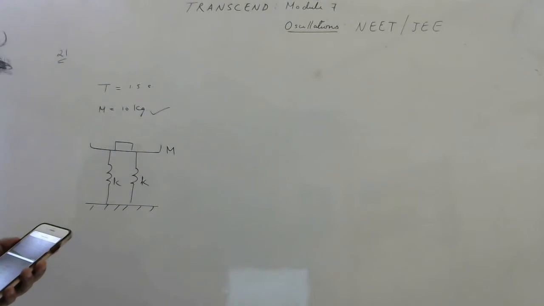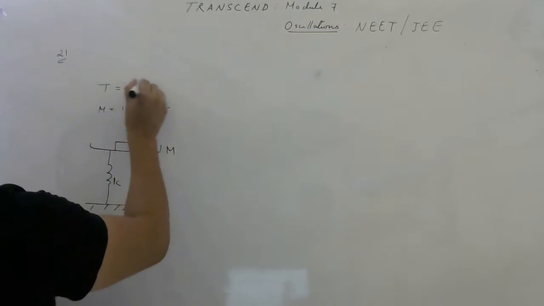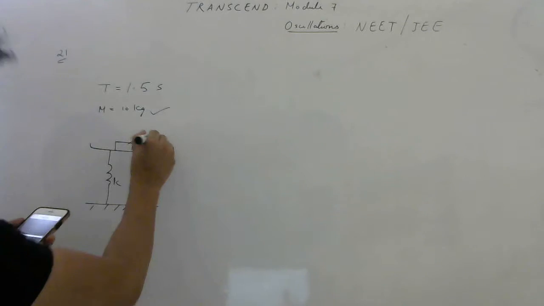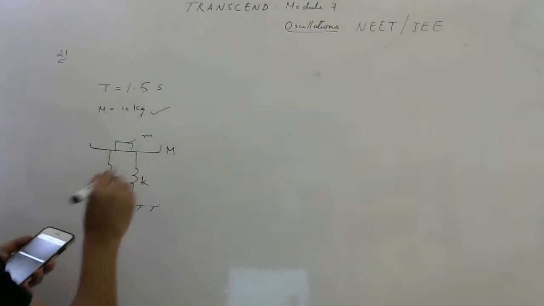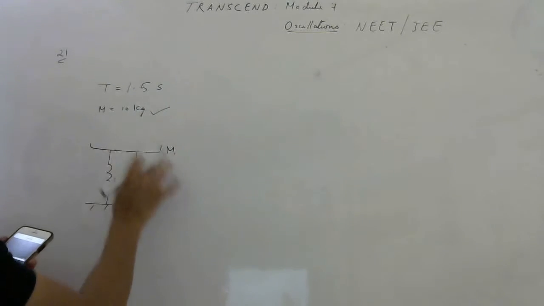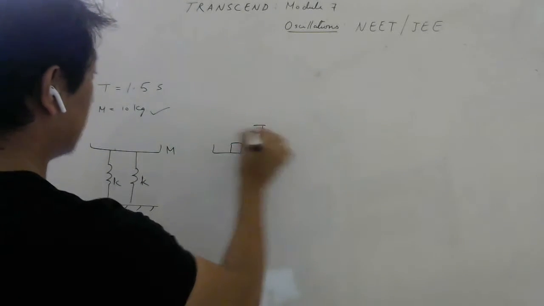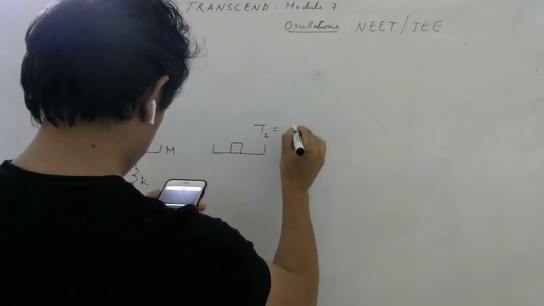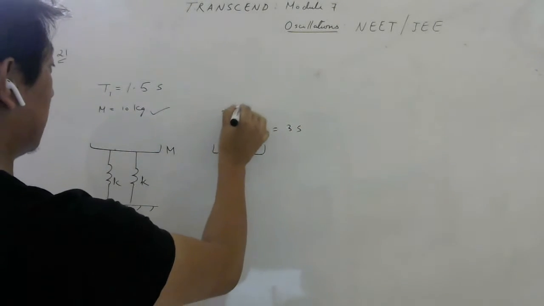When the tray is depressed a little and released, it executes simple harmonic motion with a period of 1.5 seconds. So period is 1.5 seconds. When a block of mass small m is placed on the tray, the period of oscillation becomes 3 seconds. So when there is only the tray, the period is 1.5 seconds. When the block is put here, the period becomes, let us call this T1, then T2 is given to be 3 seconds. They are asking for the mass of this block which they have placed here.